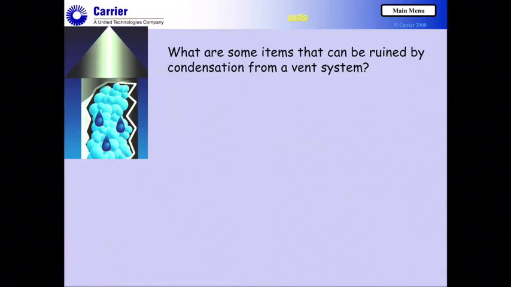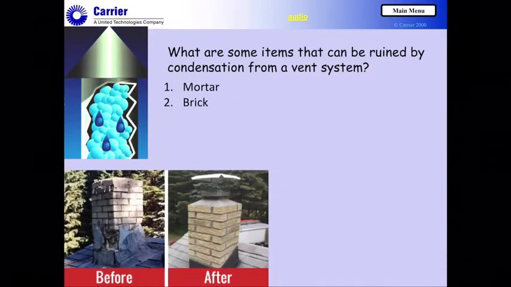All right, so what are some of the things that would obviously be ruined by condensation from a vent system? Let's take a look at some of these. The first one I wanted to show you is the brick and mortar. Now, on the image down to the left here, I want to point this out. You'll notice a lot of the mortar and the bricks that hold the chimney together are really, really deteriorated. That is something that actually happens quite frequently.